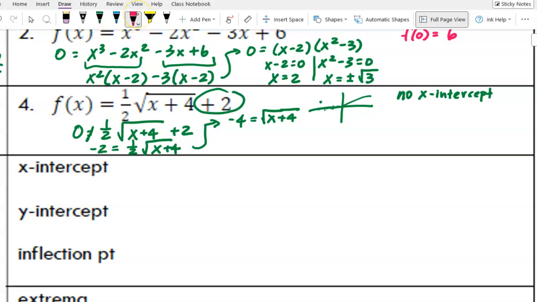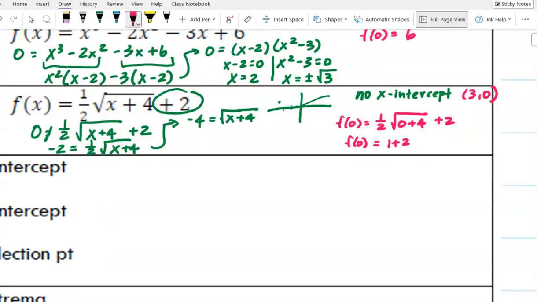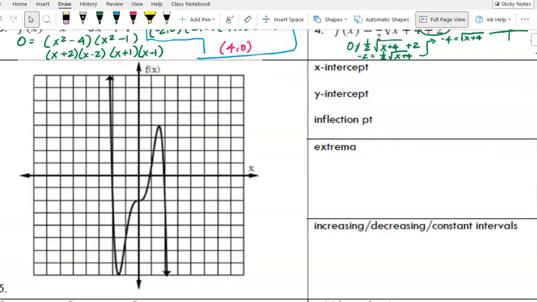To find the y-intercept, you set x equal to 0: 1/2 times the square root of 0 plus 4, nice little perfect square, 2 comes out, and 2 times 1/2 is 1, 1 plus 2. So you do produce a y-intercept, (0, 3). Okay, but there is no x-intercept. I think I'm just going to do a couple of these problems and then you can check the key for this. This is just a refresher.